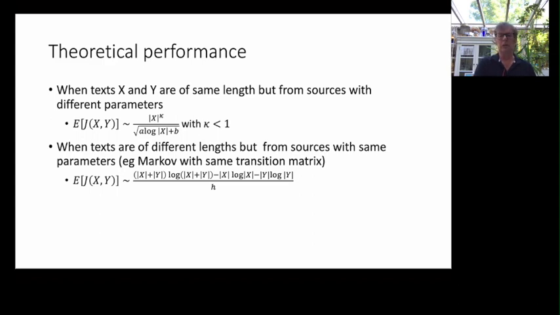Now a new result: when the texts are of different length, but from sources with the same parameters, then the joint complexity is linear in the length, with this expression, which looks like an entropy.